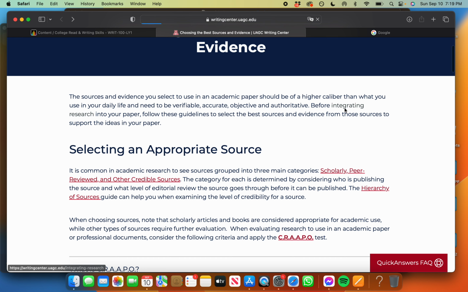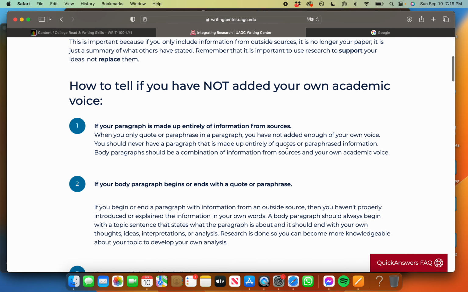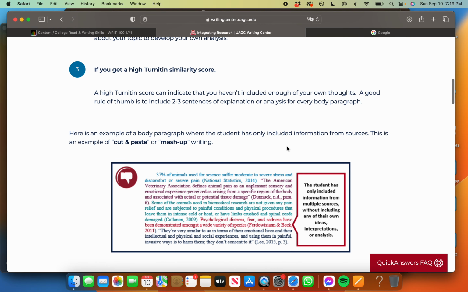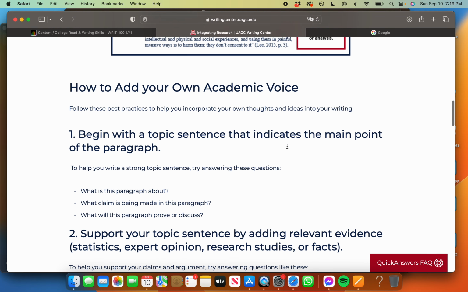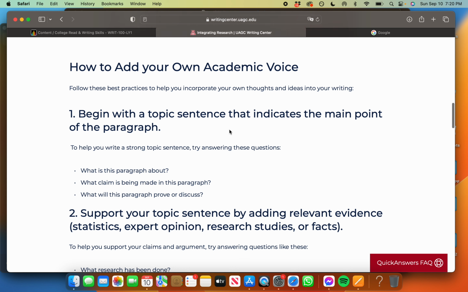And here's how you can integrate research into your paper, and how to tell if you have not added your own academic voice. So you need to add your own academic voice. That's outlined here. I want to hear your voice here. I want to hear what your opinion is, but you need to support it with the sources that you're choosing.